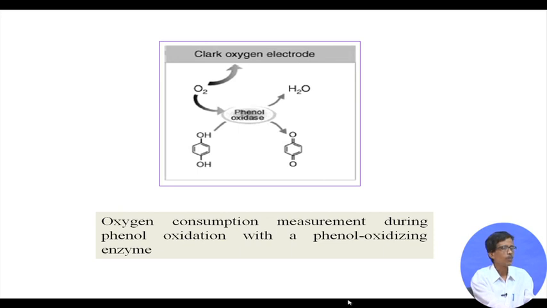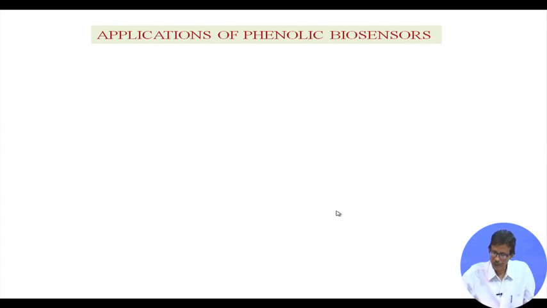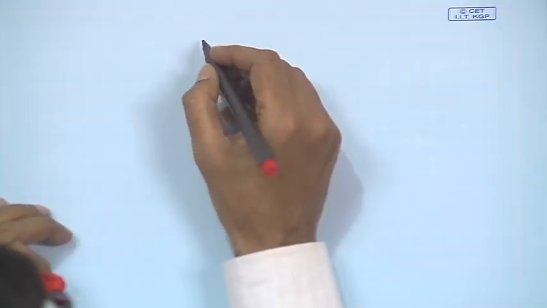So quinone formation you can monitor, and the reduction in O2 you can also monitor. These two monitoring processes, independently, can give the corresponding measurement, that means oxygen consumption measurement during phenol oxidation with the phenol oxidizing enzyme. Or otherwise you can detect the concentration of the quinone formed in the reaction medium. We develop these just as we developed the oxygen sensor or the glucose sensor. So definitely we should get some applications of these phenolic sensors.